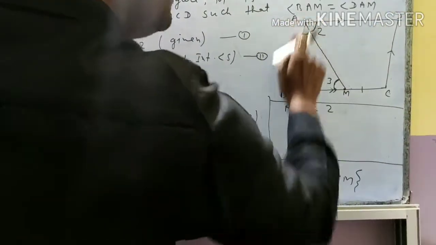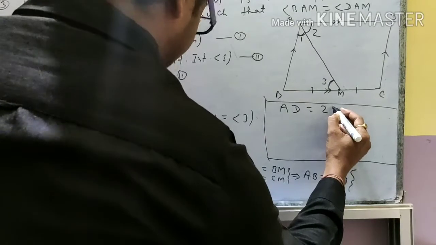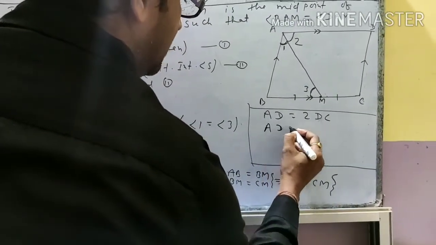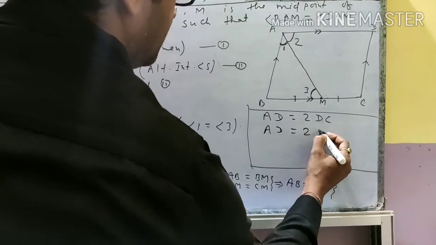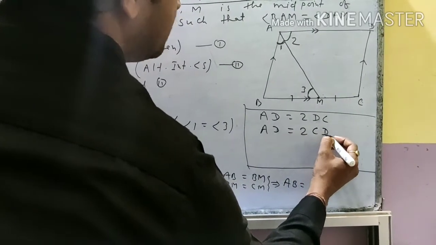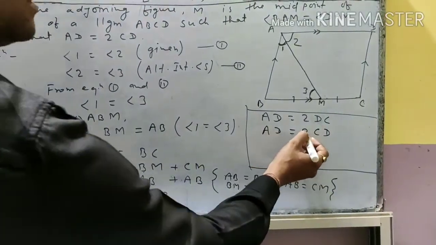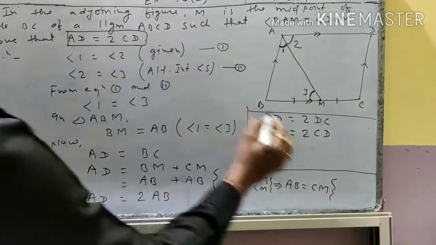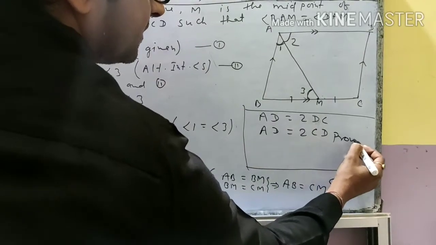AB is parallel to DC. That means AB is equal to DC. So we can write here 2 times of DC. So AD is equal to 2 times of CD, yeah, DC, whatever you can write. This is your proof student. AD is equal to 2 times of CD.